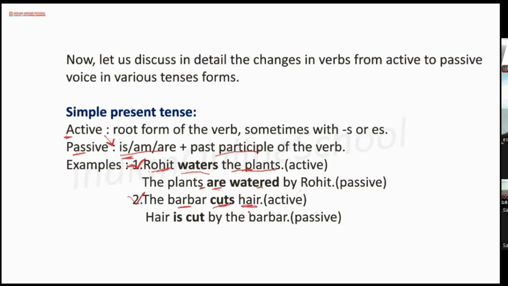Hair. So when you change it into passive voice, the object becomes the subject. So what would be the subject in the passive voice? Hair is cut by the barber. Wow, very good. So we have learned this so far, right?